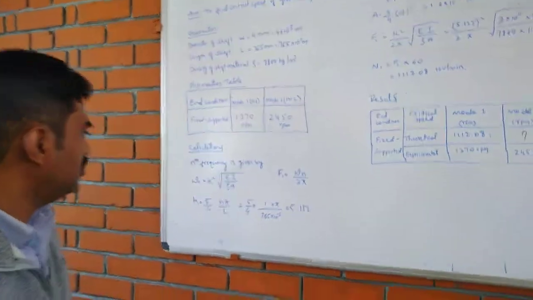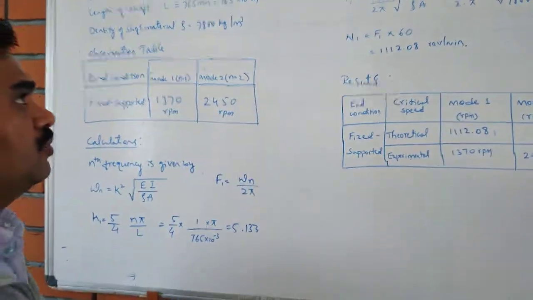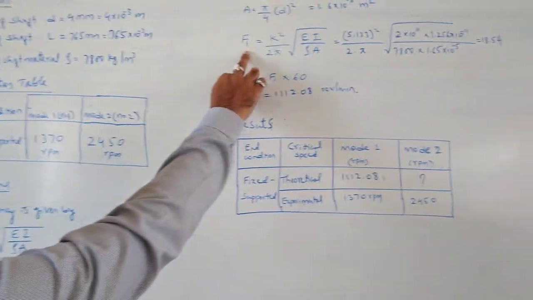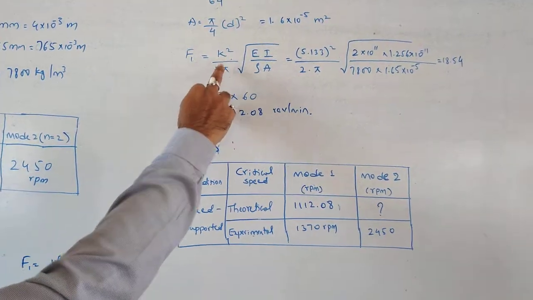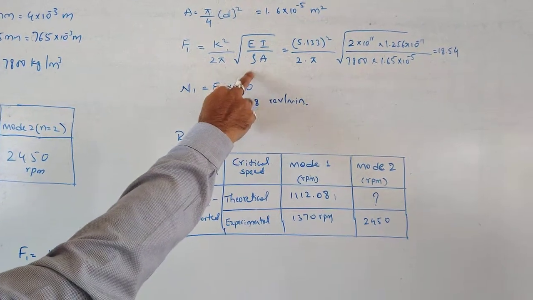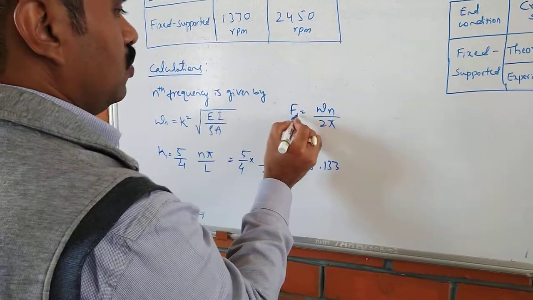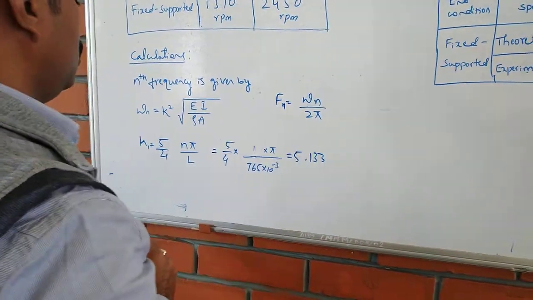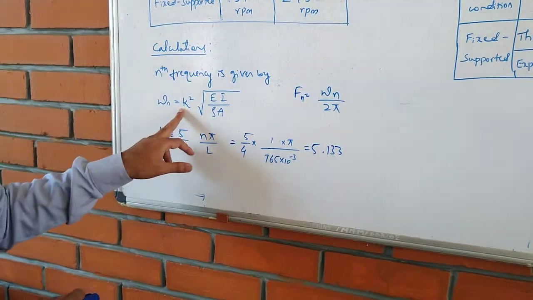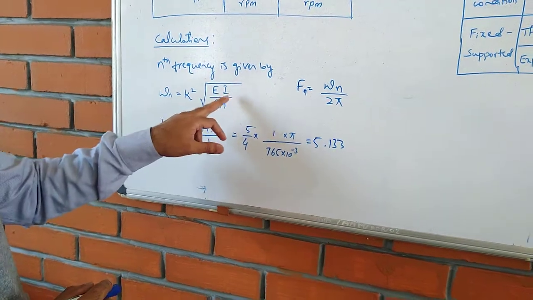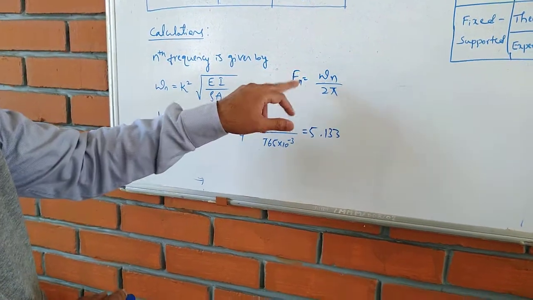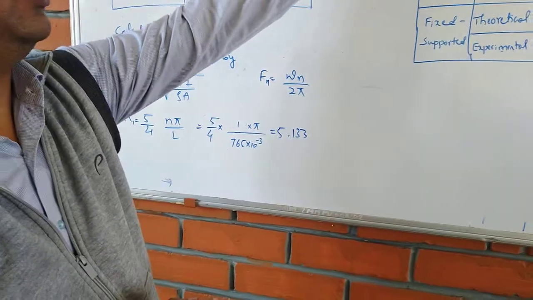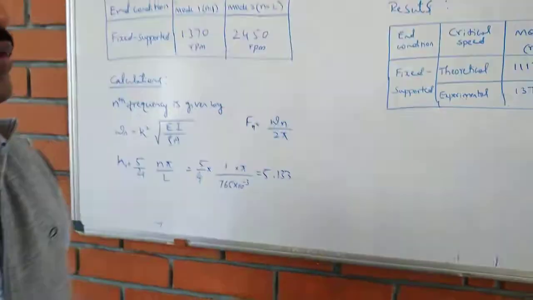While doing the calculation, you need to remember one more thing. Here you can consider the frequency Fn. We have taken it as k square by 2 pi root of EI by rho A. So how is it taken? This is how Fn is omega n by 2 pi. So what is omega n? Here we have k square root of EI by rho A. If you divide this by 2 pi, you will get this Fn. So the same thing we have done here. This is the thing to be remembered.